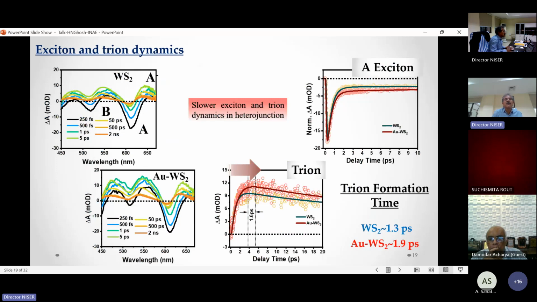In pure WS2, we talked about the A exciton, B exciton, and also A minus. In the case of Au-WS2, we could see that the positive absorption band is actually increasing. So we monitored the bleach and also the A minus, the trion minus. Then we figured out that in the presence of gold, the intensity of the trion is increasing, and the time scale is also increasing. So trion formation time in pure WS2 is observed as 1.3 picosecond. In the case of gold WS2, we got 1.9 picosecond.